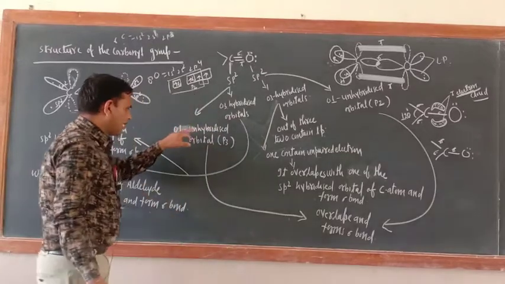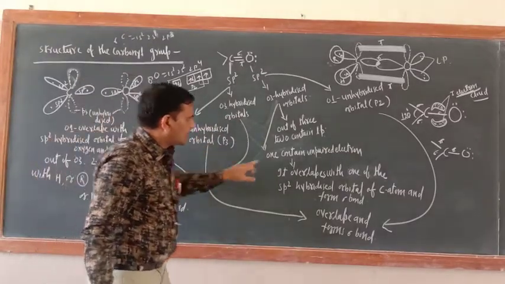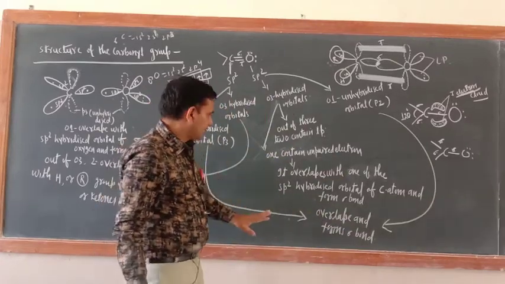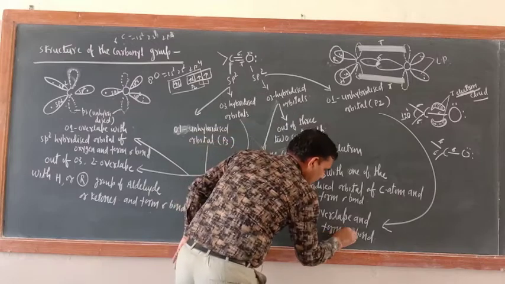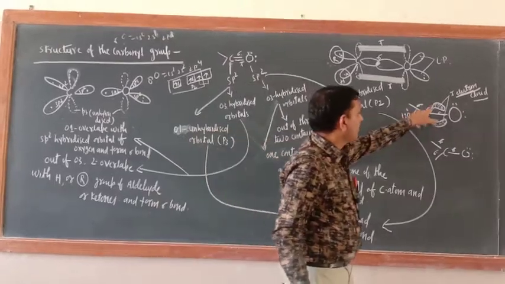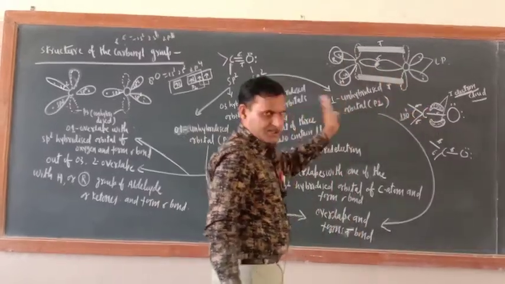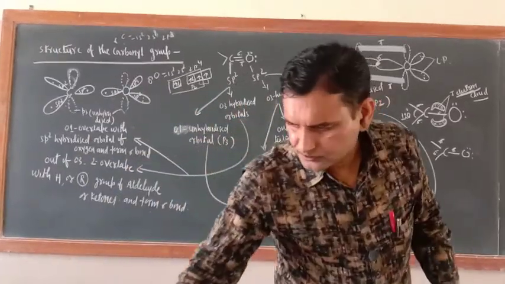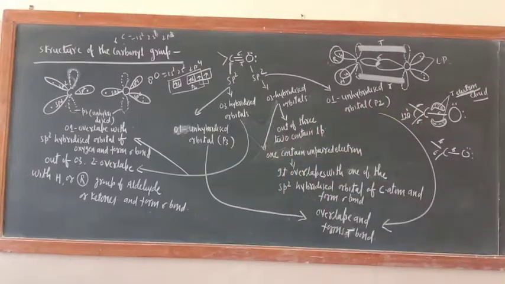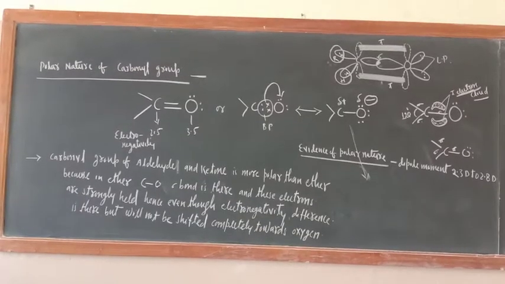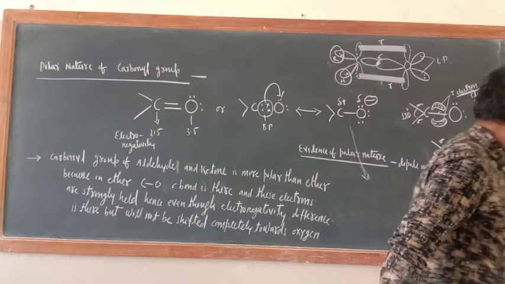Okay, and what about this one? Unhybridized pz. This side also, this side also, they overlap and form a sigma bond. Sorry, pi bond. They overlap and form a pi bond. So this is the only pi bond which is overlapping here. Okay, this is the structure. Now still some important information is there. So I hope that you have got the structure of the carbonyl group.